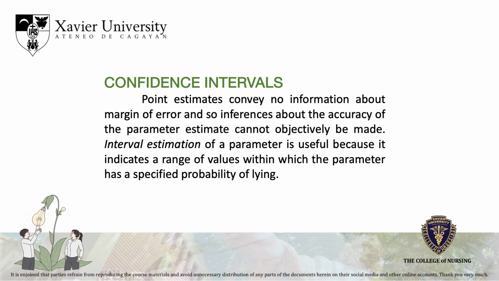Now for our confidence interval. Point estimates convey no information about margin of error, and so inferences about the accuracy of the parameter estimate cannot objectively be made. Interval estimation of a parameter is useful because it indicates a range of values within which the parameter has a specified probability of lying. With interval estimation, researchers construct a confidence interval, or CI, around the estimate. The upper and lower limits are called confidence limits.